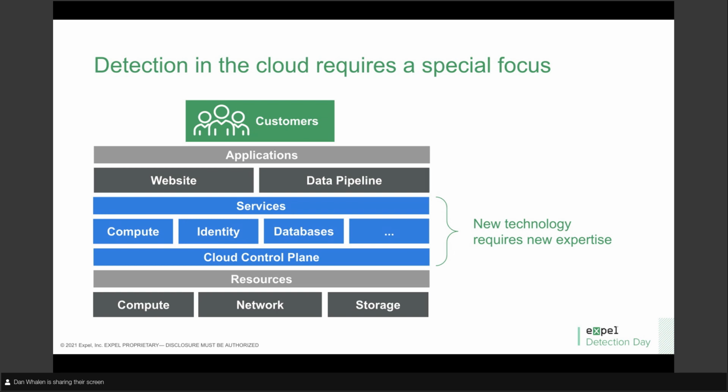So, for example, in Azure, as in every cloud platform, there's a cloud control plane layer that essentially figures out how to resource everything that you're requesting. And there are these services that live on top of that control plane, whether that's Azure AD or Azure database services. These are fundamentally new technologies that, as defenders, we have to get used to. They have a different look and feel to what we're used to on-prem. And as a result, there are different security risks that we have to understand.